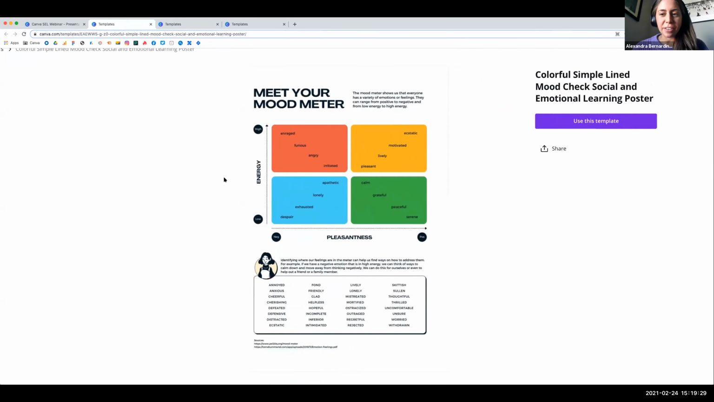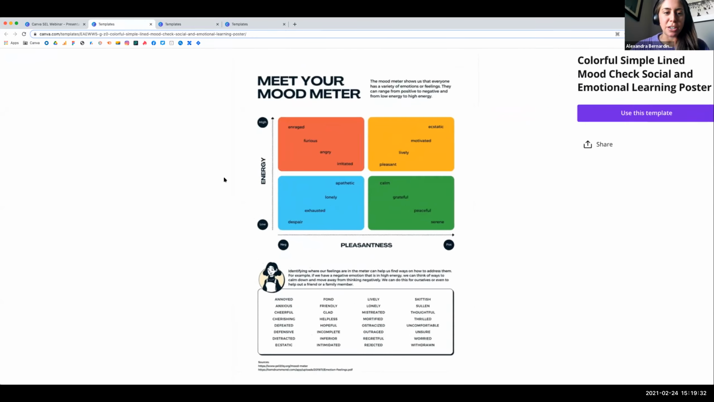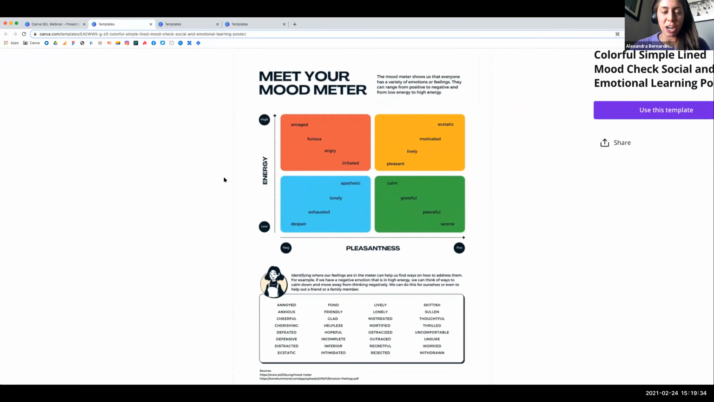All right, hi everyone. I'm going to be talking about the Meet Your Mood meter. This is a feelings identification exercise that we would typically use with older grades. So we're thinking more like 9th through 12th grade, you know, that high school age, maybe middle school age. It really depends on your student population.